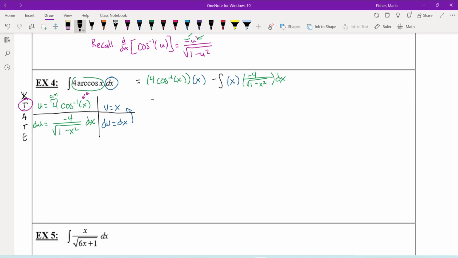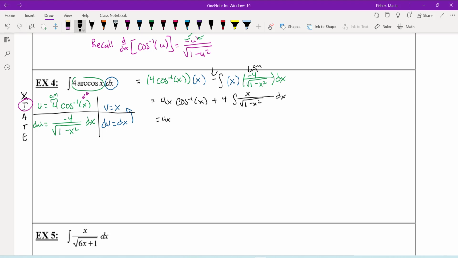Cleaning this up, we have 4x times the inverse cosine of x, and then minus a negative is a plus. I can pull that constant multiplier out of the integral, so then that's 4 times the integral of x over the square root of 1 minus x squared dx. Well, that is not basic form, but it is a u-sub, so we're going to do a u substitution on this, but I'm going to use the letter w because we've already used the letter u to represent something else in this problem.